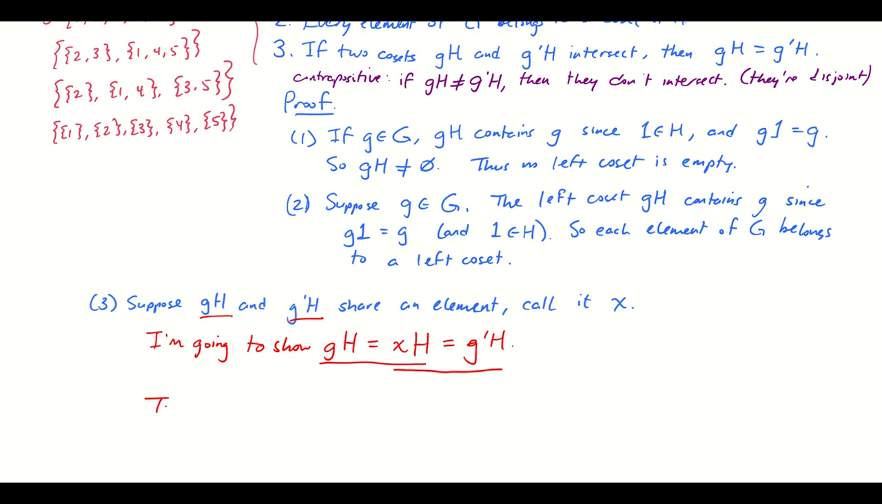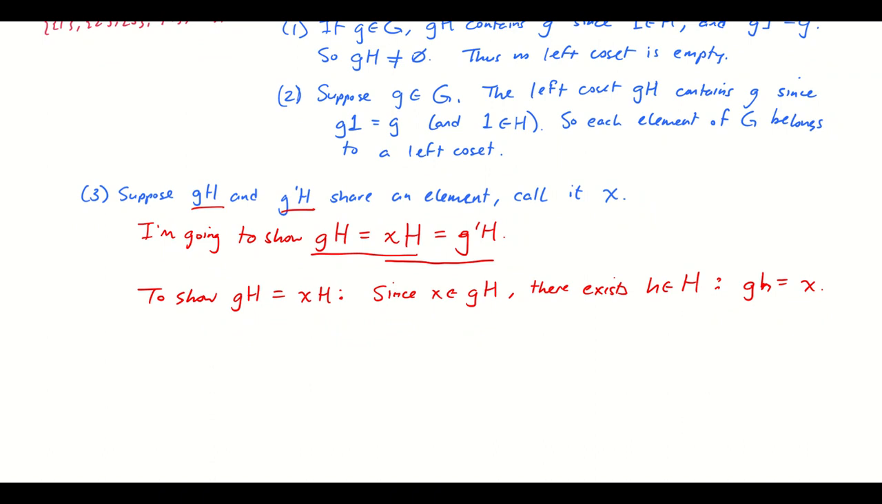All right, so to show that GH is equal to XH, first let's establish what it means for X to belong to GH, because that's what we're assuming. Since X by assumption belongs to the coset GH, this means there exists h in the subgroup H such that gh is equal to X. That is, X can be written as g times some element of our subgroup.